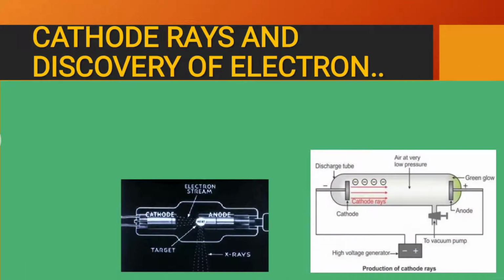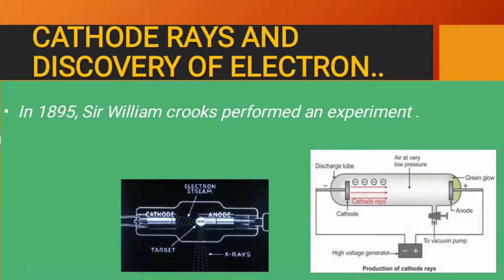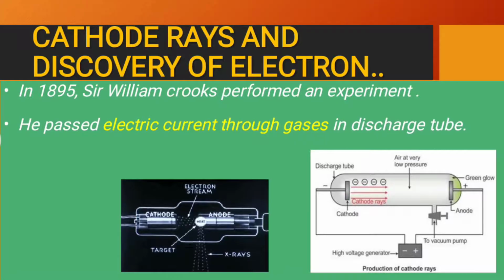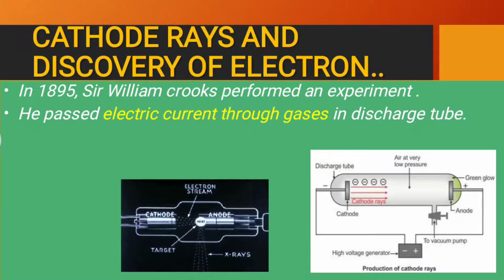Cathode rays and discovery of electron. In 1895, Sir William Crookes performed an experiment. Students, Sir William Crookes was a British chemist and physicist. He was pioneer of vacuum tubes. He worked on spectroscopy. He passed electric current through gases in discharge tube.